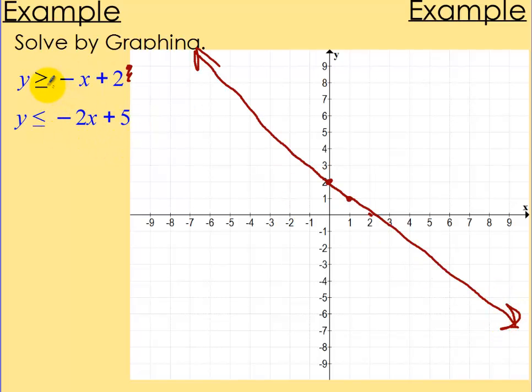So there we go, and it's greater than or equal to, so I shade above. So I'll do tick marks going straight up, just to remind myself that I will shade up. Next one, less than or equal to.